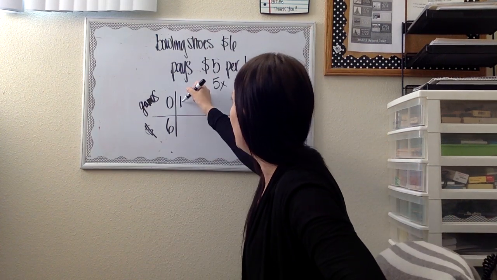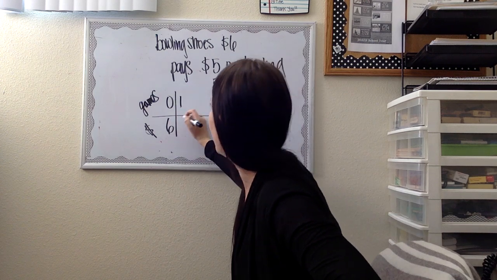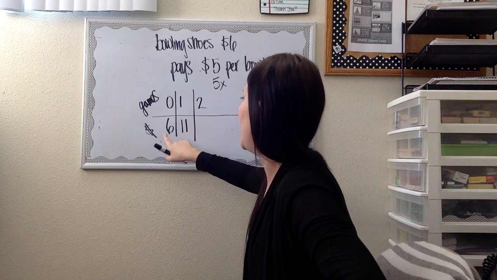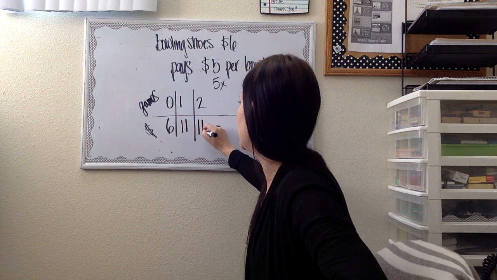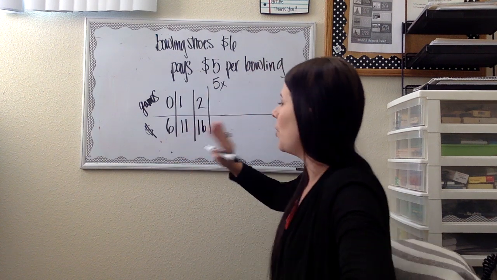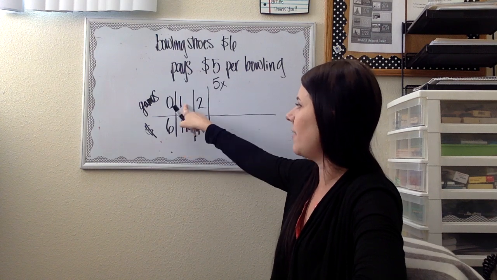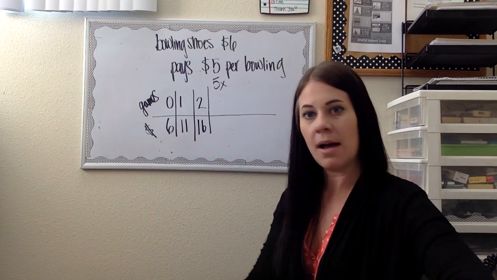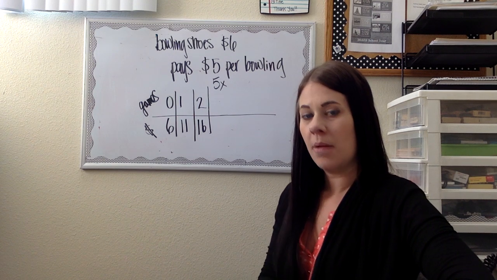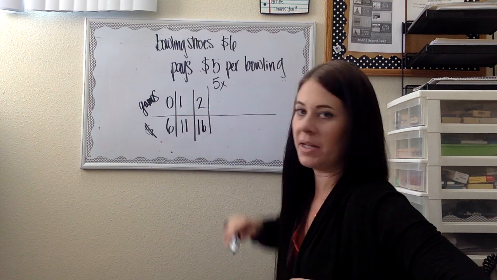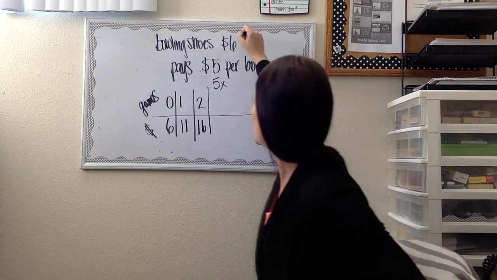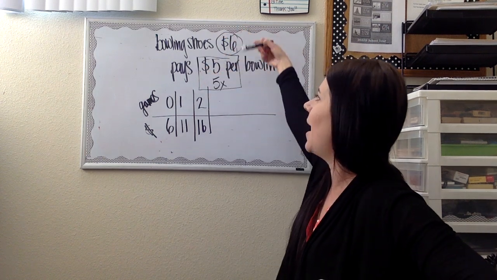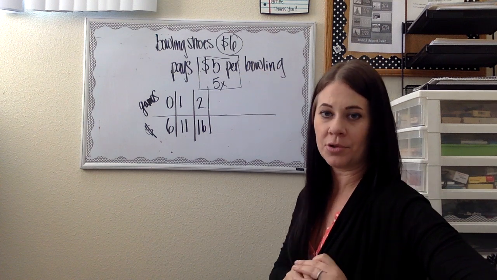So at one game, we've paid the 6 and the 5, so that's 11. At 2 games, we've paid another 5, which is 16. Okay, and you can already see 11 divided by 1 is 11, and 16 divided by 2 is 8. This is not proportional. Because at 0 games, we've already spent $6. This is a starting amount. This is our per amount, and because we have both, it's not proportional.